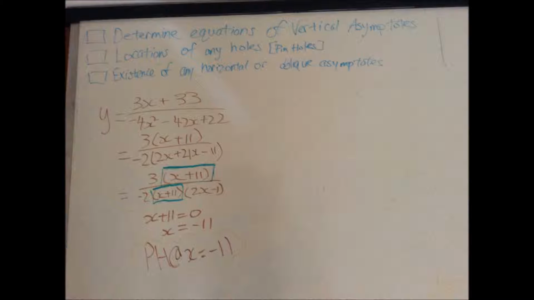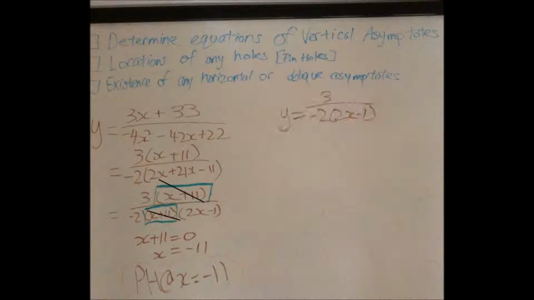After we have found the x-coordinate of the hole, we must simplify the equation. We must simplify the equation by taking out x + 11 in both the numerator and the denominator. The new equation will be y = 3 over -2(2x - 1). This is a new equation that you'll be using for the rest of the question.